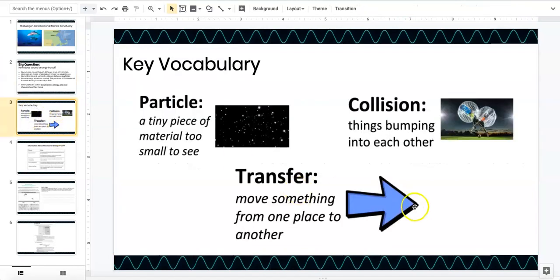Some vocabulary words that are important and we're going to have to include in our CER today are particle, collision, and transfer. Remember, you can always go back to your classwork to find those definitions. Please use the definitions that are in the classwork and not in Google because some of those definitions can be a little too advanced or a little too much. Let's make sure we are using the definitions that are provided to us.